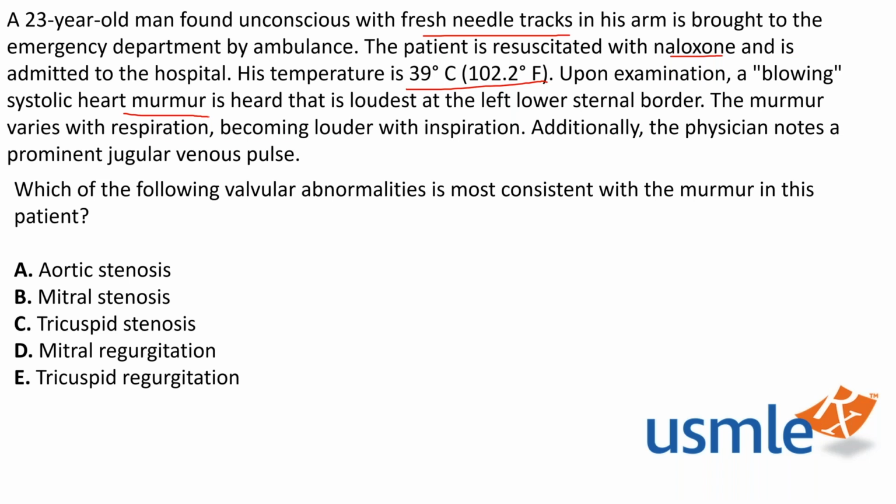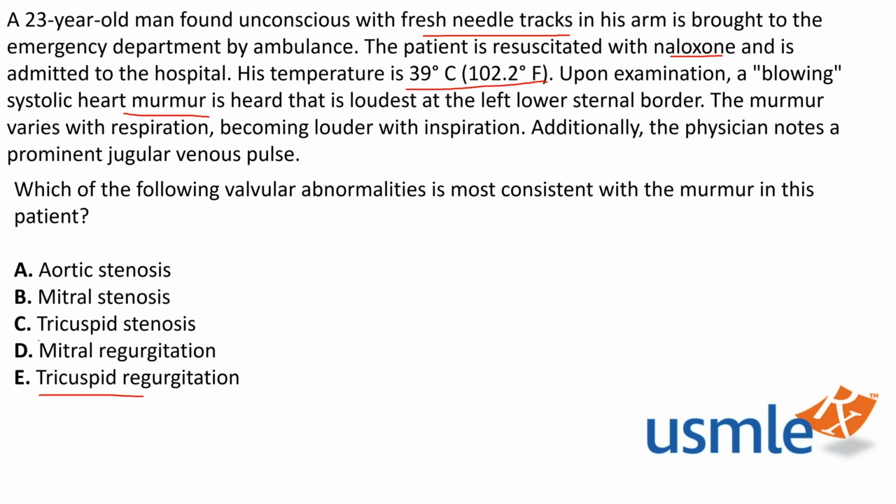Next they tell us he has a systolic murmur, loudest at the left lower sternal border, and that it increases with inspiration. What are the murmurs that increase with inspiration? Those are your right-sided murmurs. Which ones are your right-sided murmurs? That's going to be your tricuspid stenosis, your tricuspid regurg, your pulmonic stenosis, and your pulmonic regurg. Those are your right-sided murmurs. And then they tell us it's systolic. Of those, which ones would be systolic? That would be tricuspid regurg and pulmonic stenosis. So from here on, we've got enough information to answer the question.